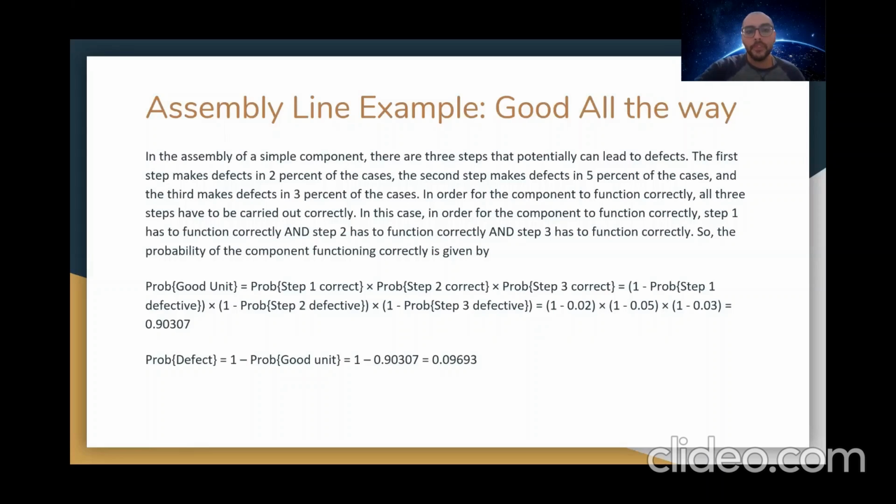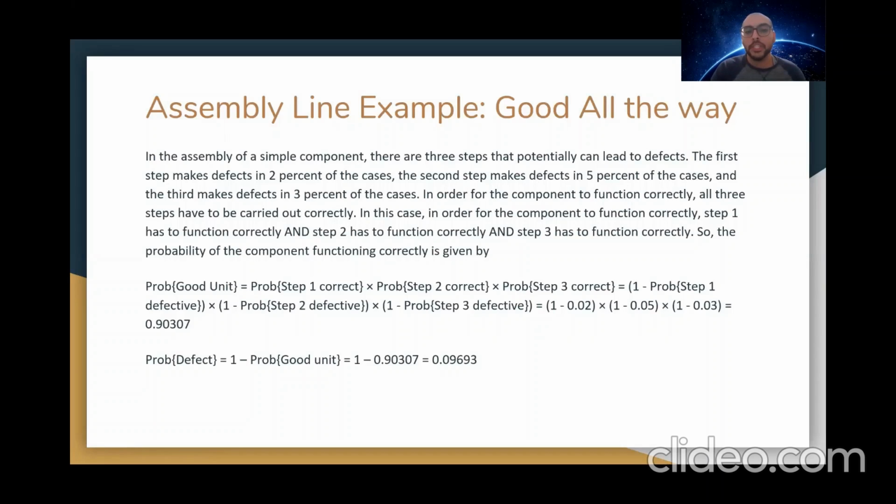But if we have a defect in any of the 3 steps, the final product will be defective. So the example we have here says, in the assembly of a simple component, there are 3 steps that potentially can lead to defects. The first step makes defects in 2% of the cases. The second step makes defects in 5% of the cases. The third makes defects in 3% of the cases. In order for the component to function correctly, all 3 steps have to be carried out correctly. In this case, step 1 has to function correctly, and step 2 has to function correctly, and step 3 has to function correctly.